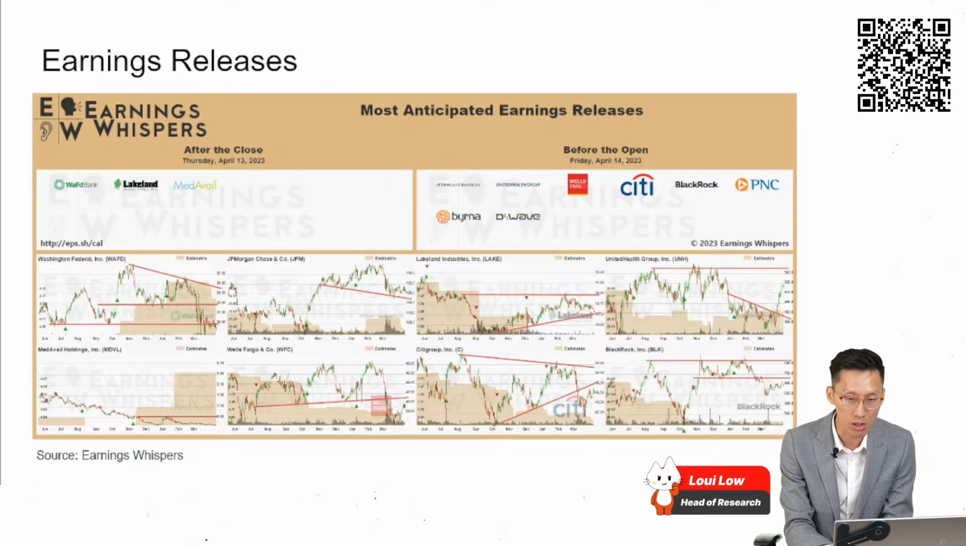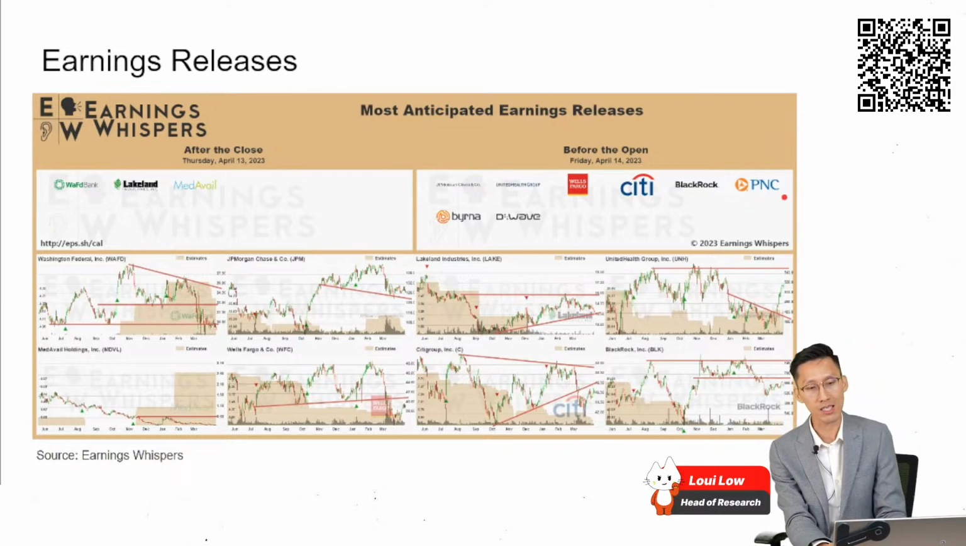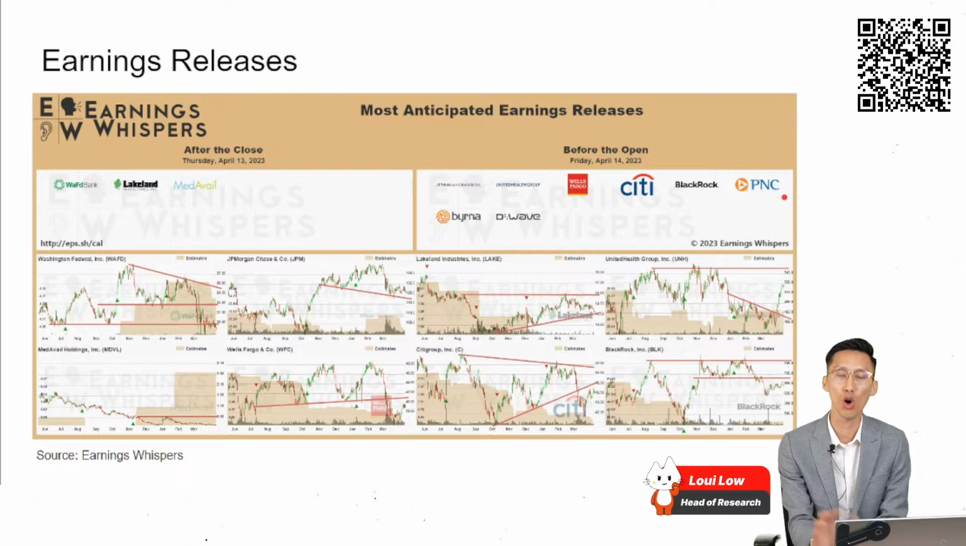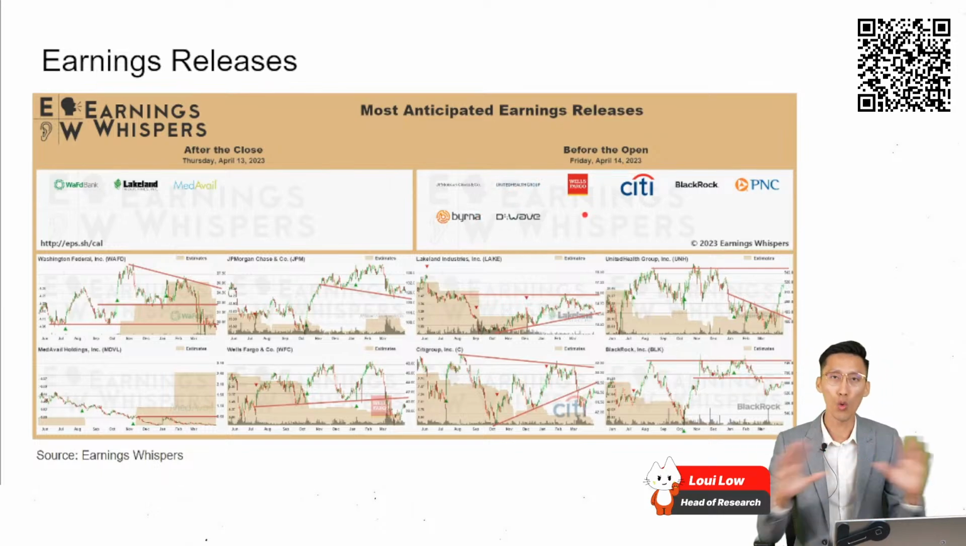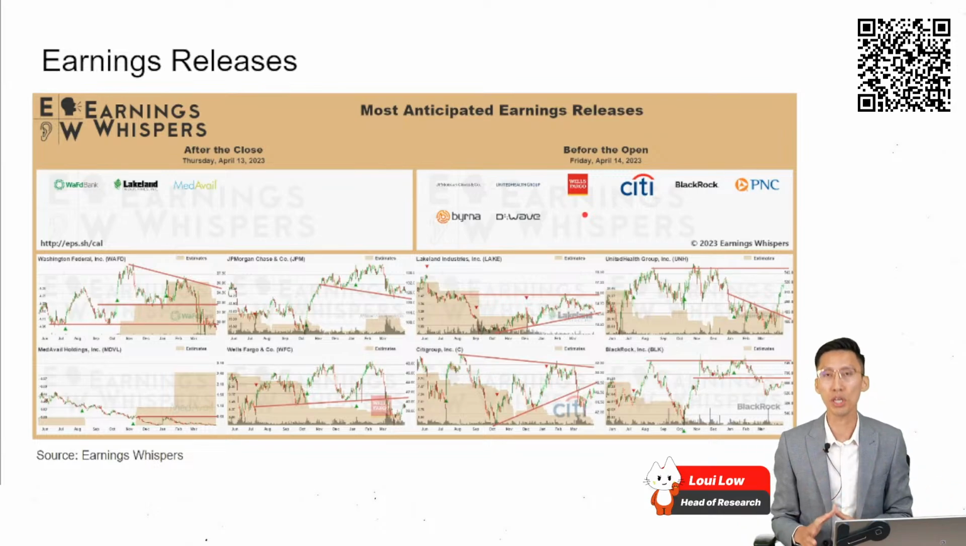So we have JP Morgan, Wells Fargo, Citigroup, and also BlackRock, and also PNC Financial Services. All these companies are coming out with results. Also UnitedHealth Group, which is the healthcare group, will be coming out with results. Overall, today, Friday night, is a very important night because a lot of banking stocks are coming out with their results today, and this is also one of the first that will be coming out with results after the banking crisis.